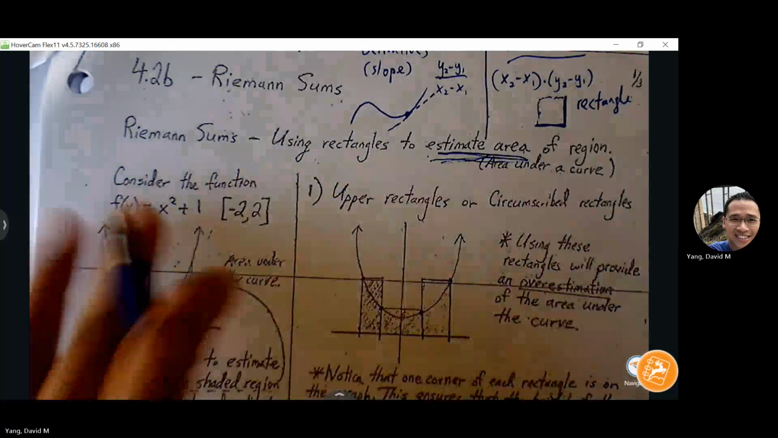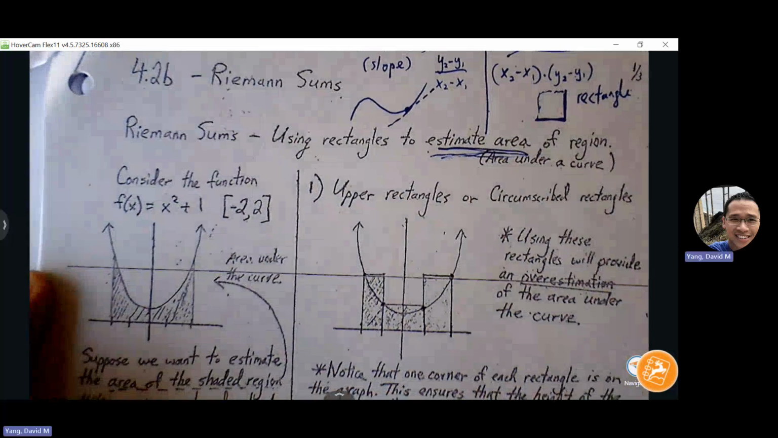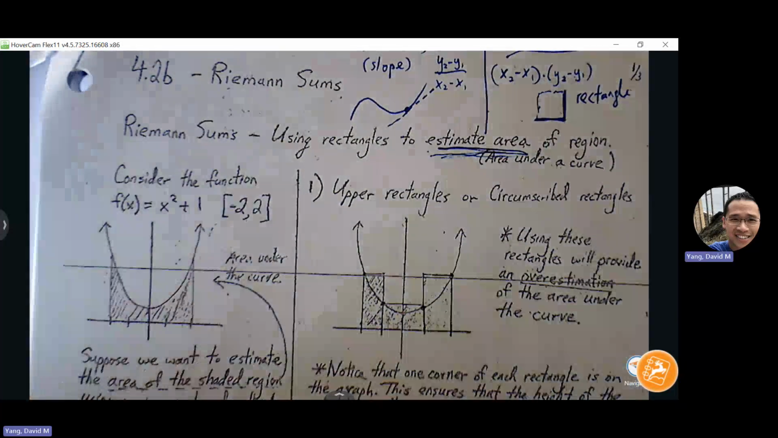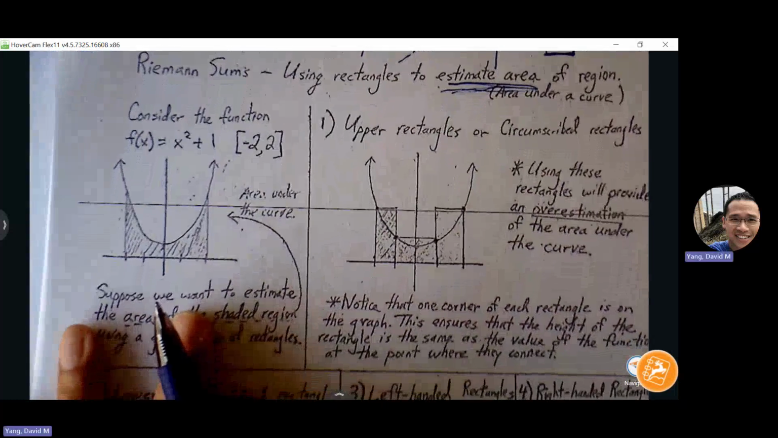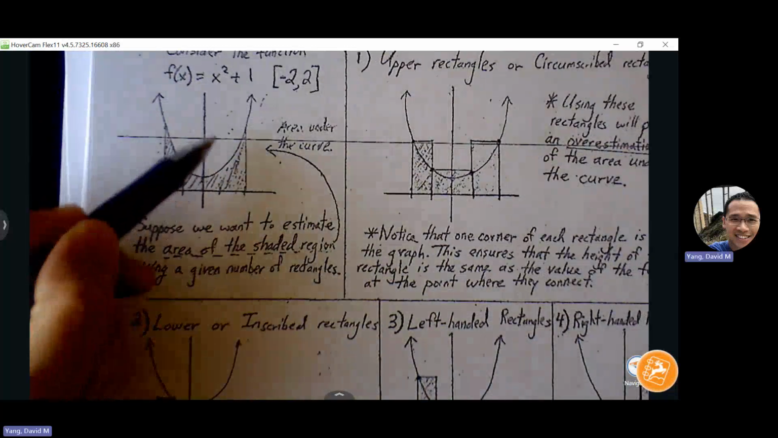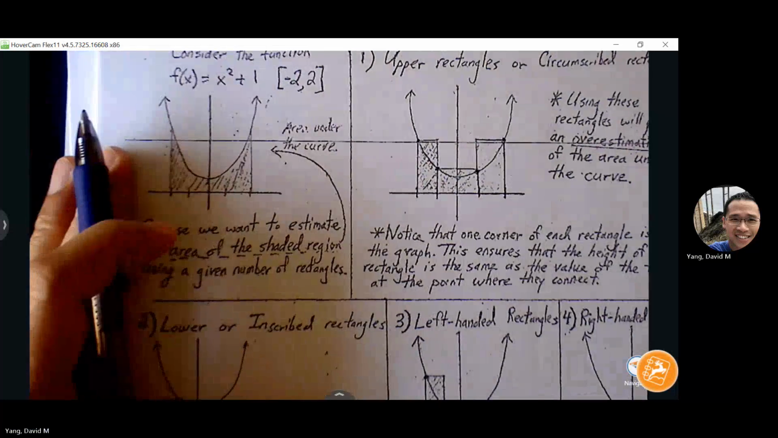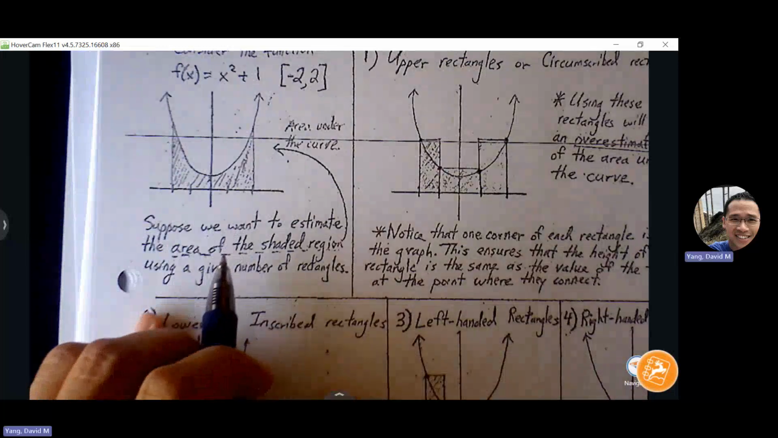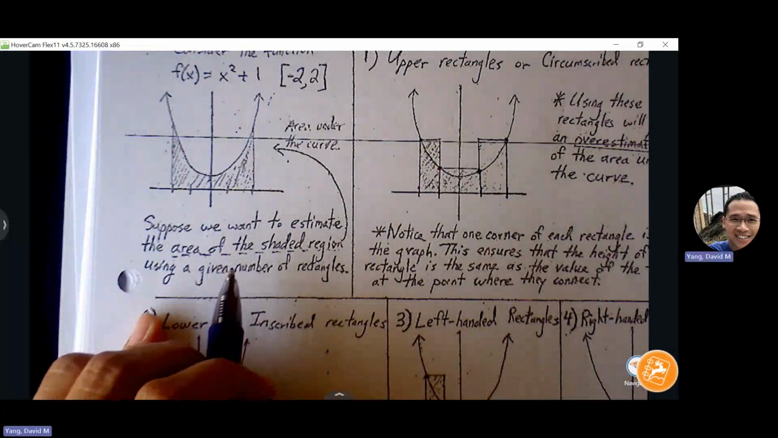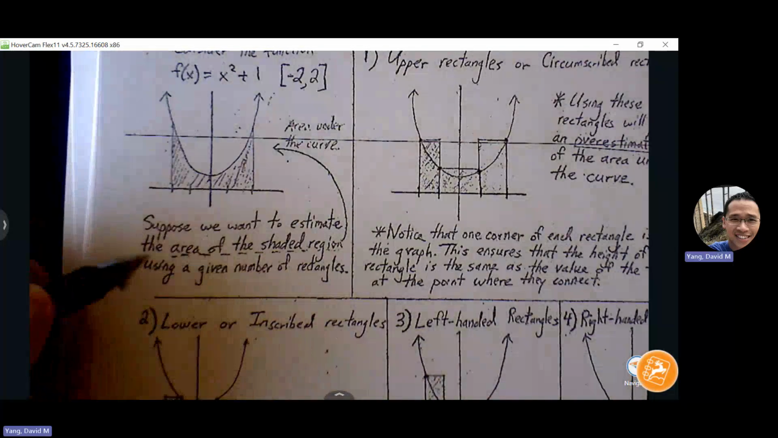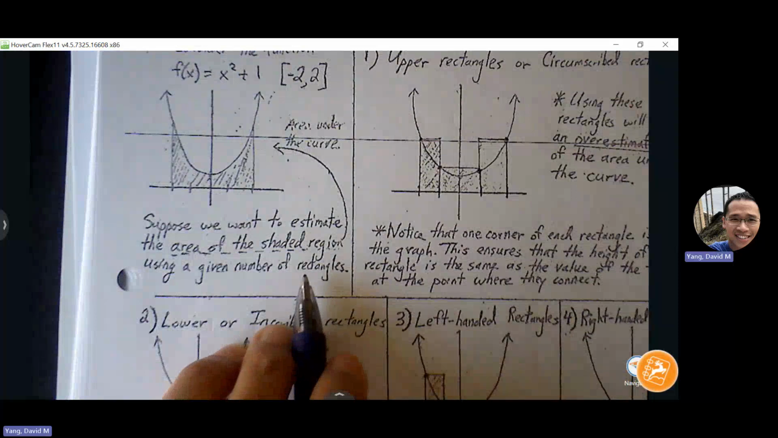Right. So consider the function x squared plus 1. That's this curve right here. It's a parabola that opens up with the y-intercept at 1. Now, if I want to find the area of this curve, I'm not going to be able to rely on geometric shapes because there's no geometric formula that can handle this, right? However, we don't care right now about actual area. All we care about right now is creating some sort of approximation based off of however many rectangles they want us to use. So suppose we want to estimate the area of the shaded region using a given number of rectangles.